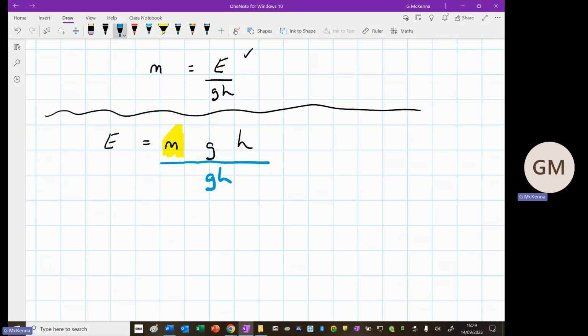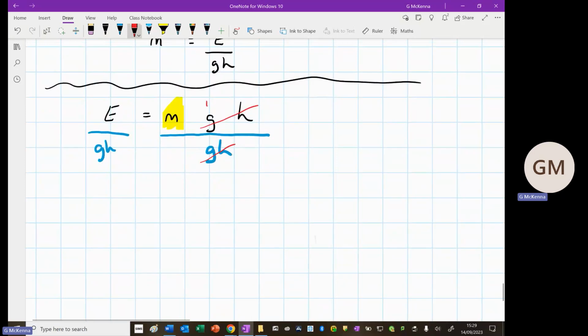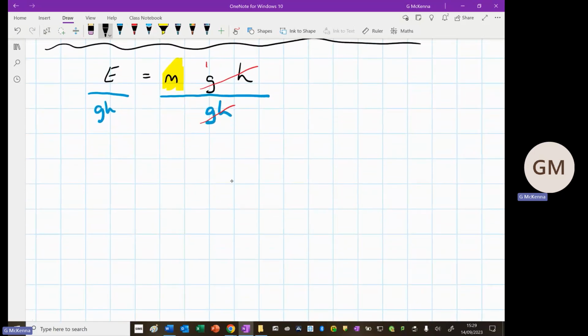But if I divide the right hand side by gh, I then need to divide the left hand side by gh to make sure again both sides are fully balanced. Remember, one number gh divided by the same number gh cancels out and gives us 1. And then of course 1 times m, well, that just leaves us with m. Left hand side still reduces down to E divided by gh is equal to m. And again, you might just want to rearrange that: m is therefore equal to E divided by gh. Just sub your numbers in. You will then get your respective mass.